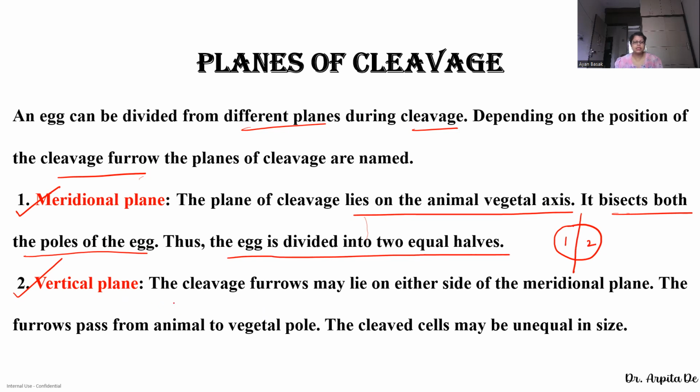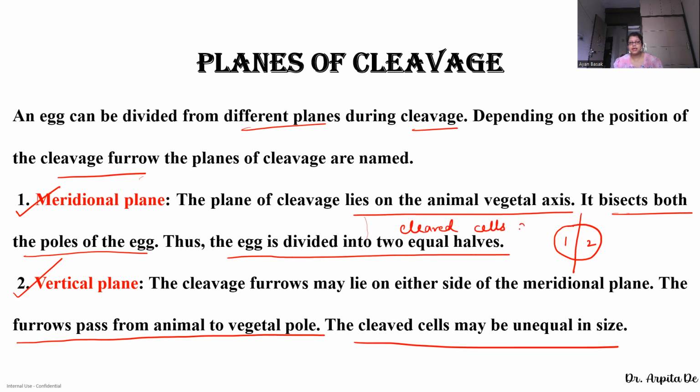Next is the vertical plane. The cleavage furrows may lie on either side of the meridional plane. The furrows pass from animal to vegetal pole, and the cleaved cells may be unequal. Here the cleaved cells are of equal size. Here the cleaved cells are of unequal size.